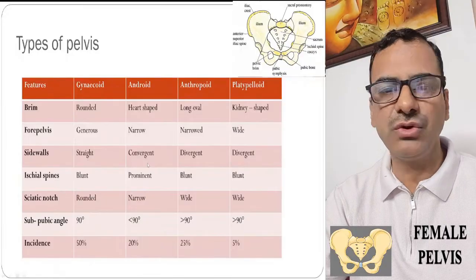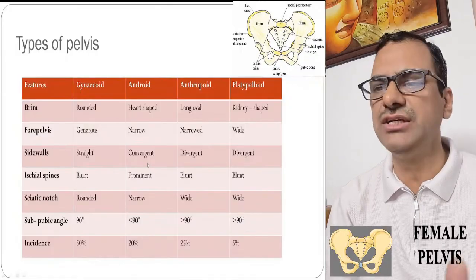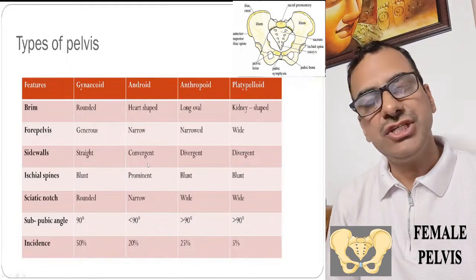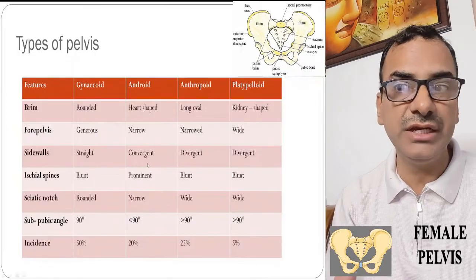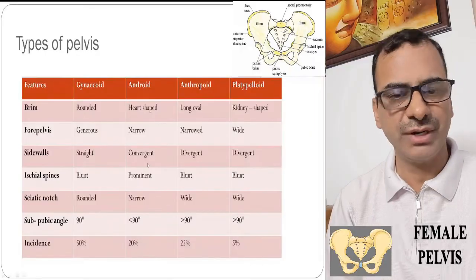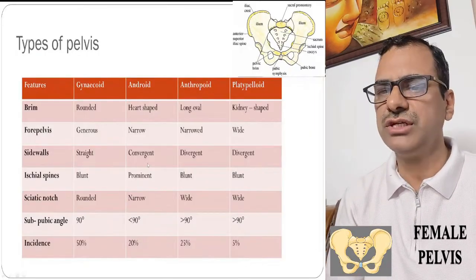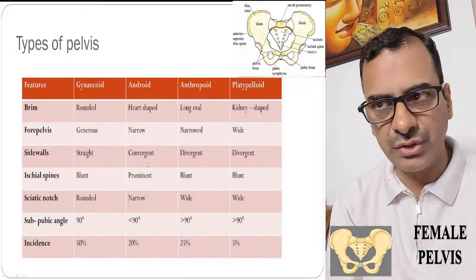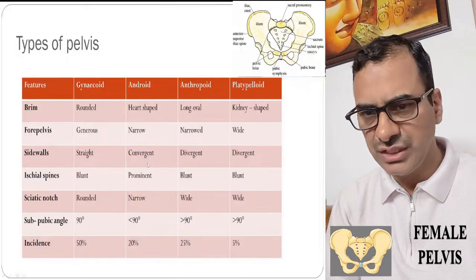Side walls in gynecoid are straight, while in android they are convergent, and in anthropoid they are divergent. Ischial spines are blunt in gynecoid, while prominent in android. Anthropoid and platypoid again have blunt ischial spines. The sciatic notch is rounded in gynecoid, while narrow in android. Anthropoid and platypoid have wide sciatic notches.